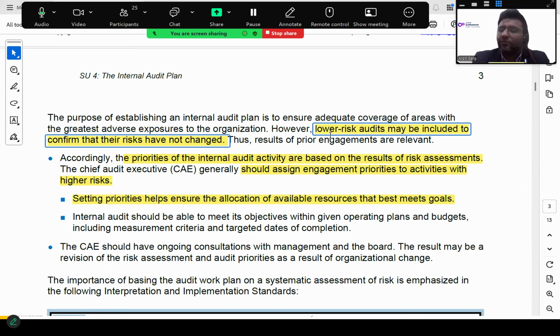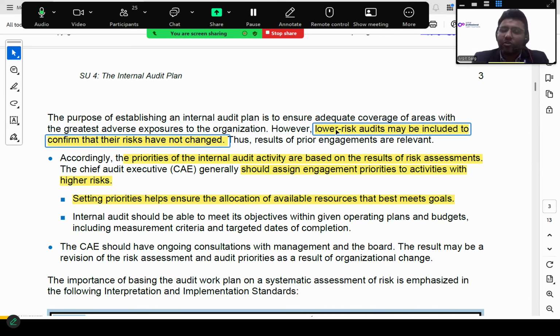However, now this is a very important line. Can you all say that? Should we cover low risk audits also to be part of the plan, or should we not? So the answer here is, can you all say that, lower risk audits may be included to confirm that risk has not changed? People, should you be considering the lower risk audits in your audit plan? The answer is yes. You see, when you do the next risk assessment, you see whether the risk level has not changed, right?